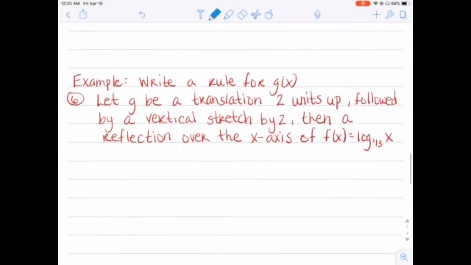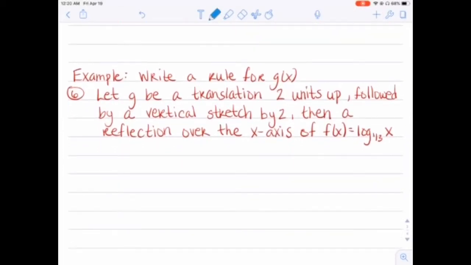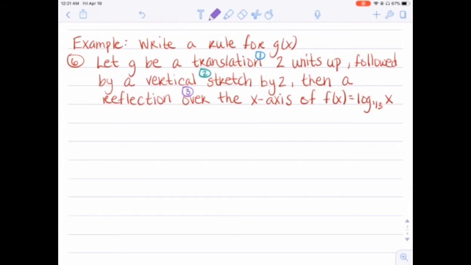Let's do one last example, and this is an example where we're going to write a rule for g of x again. Our very first thing, we're going to have g be a translation 2 units up, so that'll be number 1. Then we're followed by a vertical stretch of 2, so that will be number 2. And finally, a reflection over the x-axis, so that is our third and final transformation. And f of x, our original function, is log base 1/3 of x.